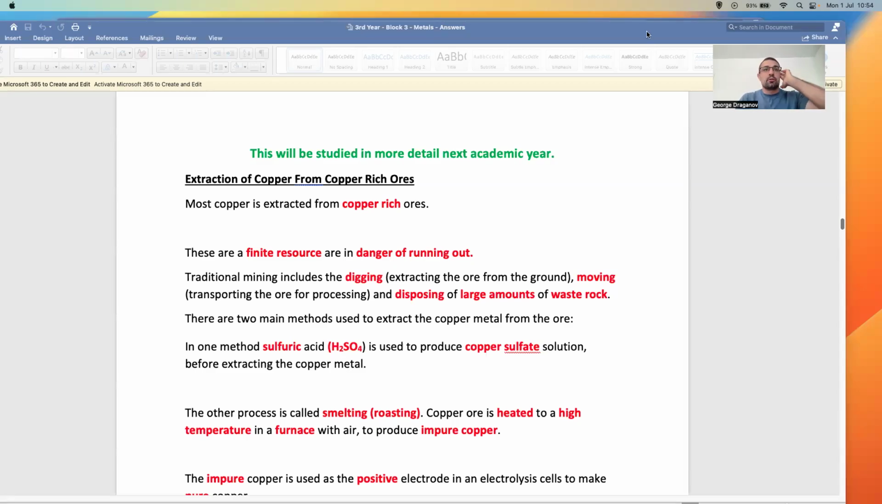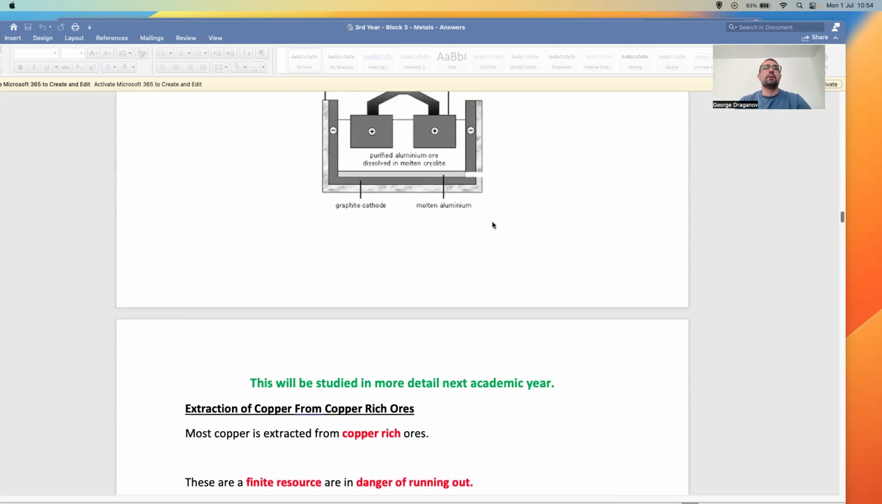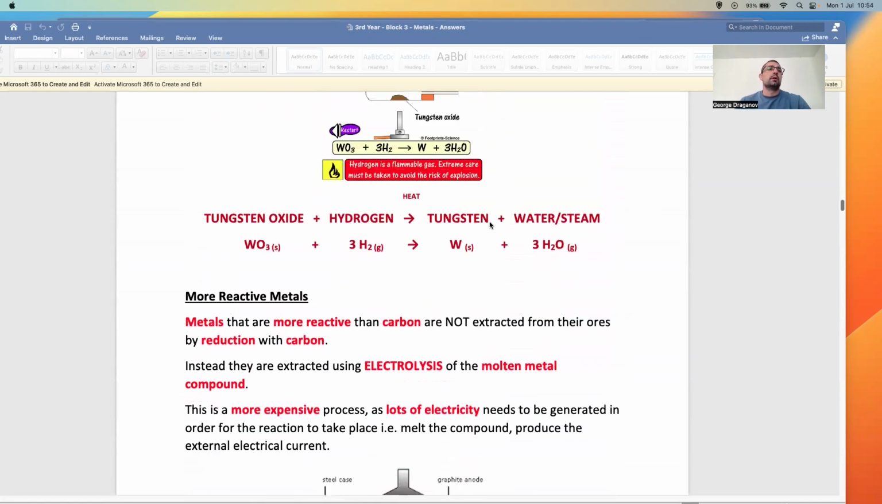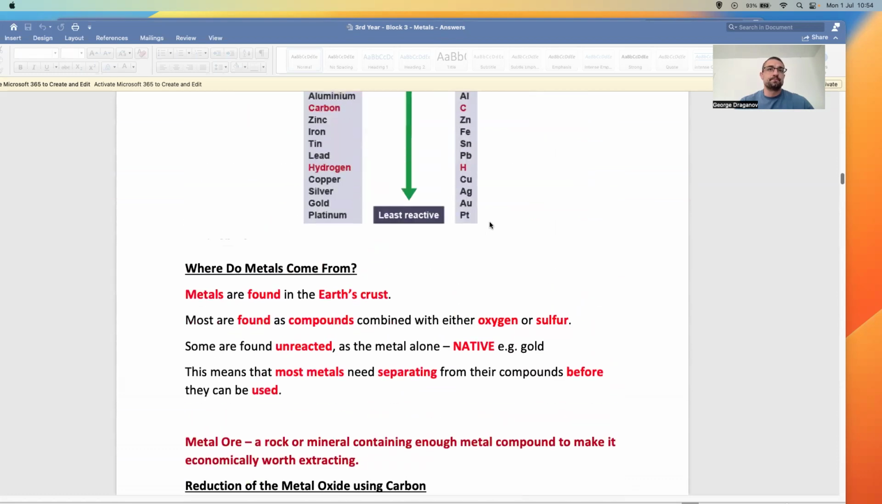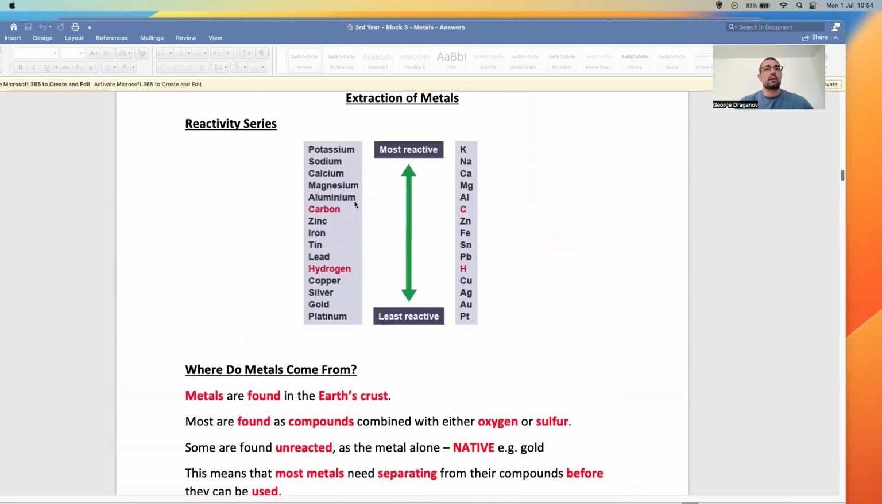Today's lesson, we're going to continue the metal extraction topic for the AQA students by looking at how to extract copper. In the previous lessons, we covered how to extract metals. If a metal is more reactive than carbon, you must use electrolysis. If a metal is less reactive than carbon, then you can use a displacement or reduction reaction using carbon.